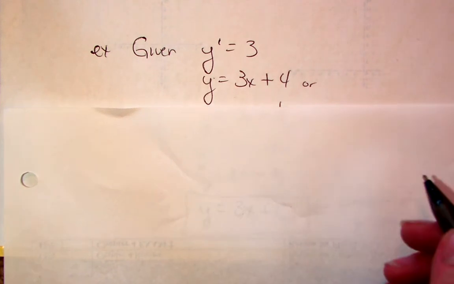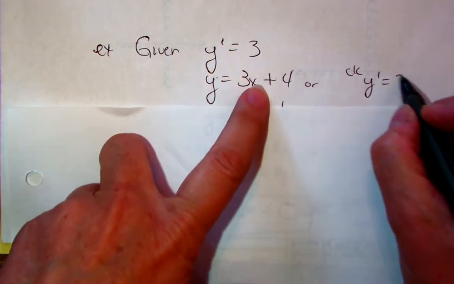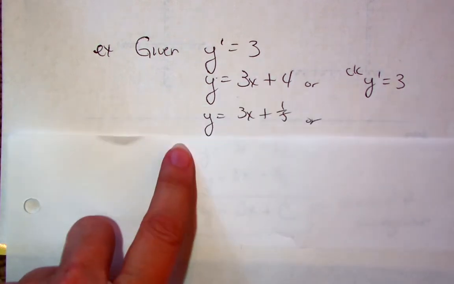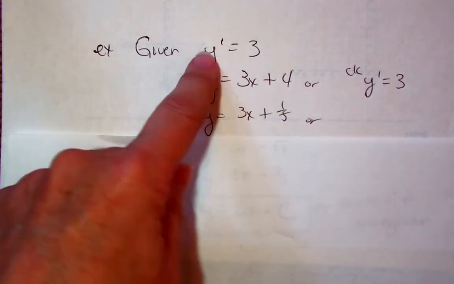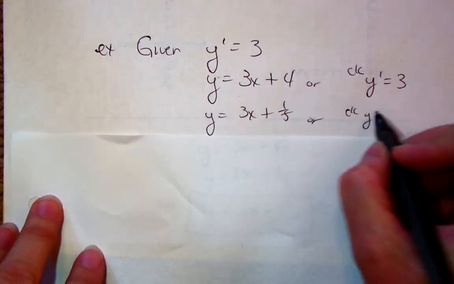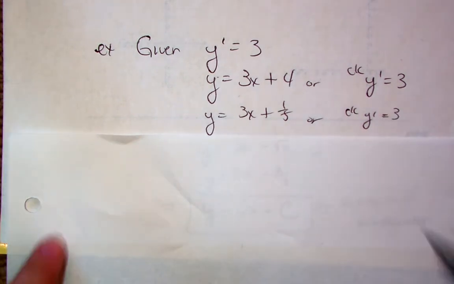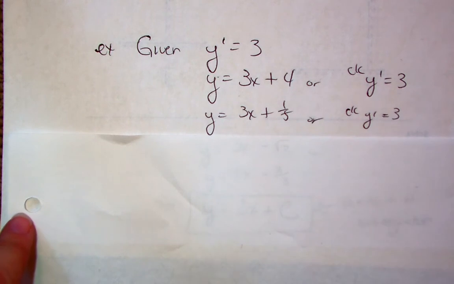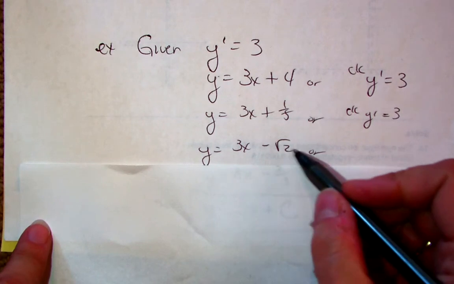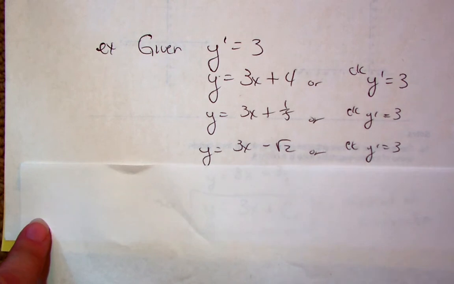Because I can do a check here. In fact, let me check. Let's go ahead and take the derivative of this. Take the derivative, it's just 3, right? So it could be 4. Or it could be, when I take the antiderivative of this, 3x plus 1/5. Well, let me check. The derivative of this would be 3, because that's just a constant, so it goes to 0 when I take the derivative. So it could be 1/5. It could even be a negative square root of 2. Let me check. When I take the first derivative, that would just be 3.